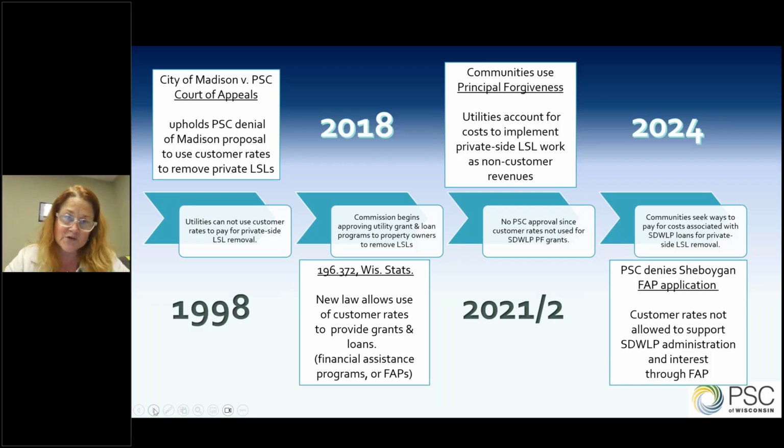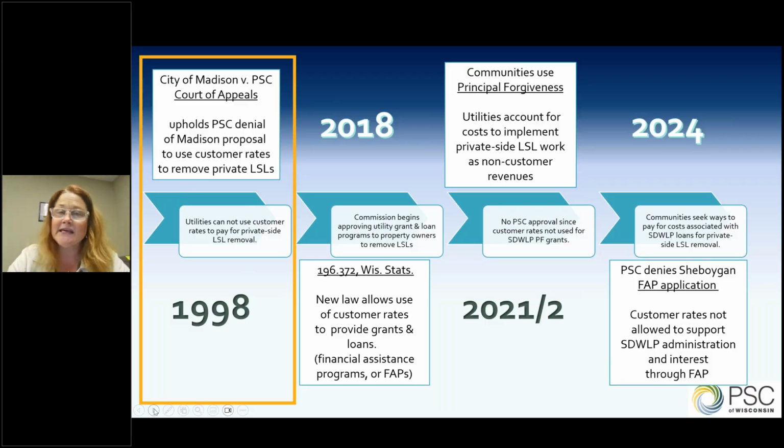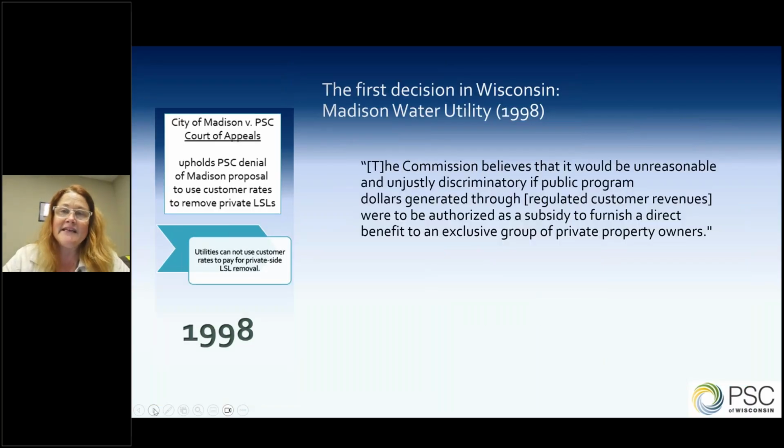So we're going to start with the first era, which Andy talked about briefly in his remarks, which is the 1998 decision in the Madison case. So Andy read this quote to you already. I think the most important thing to remember here is the Madison case really established that it was unreasonable to use this regulated customer revenue to pay for something that was the responsibility of a private homeowner. So that set the stage for the challenges that we're facing right now related to paying for these things.